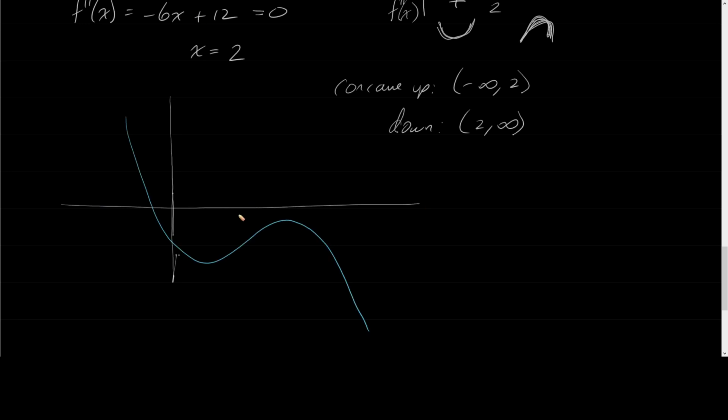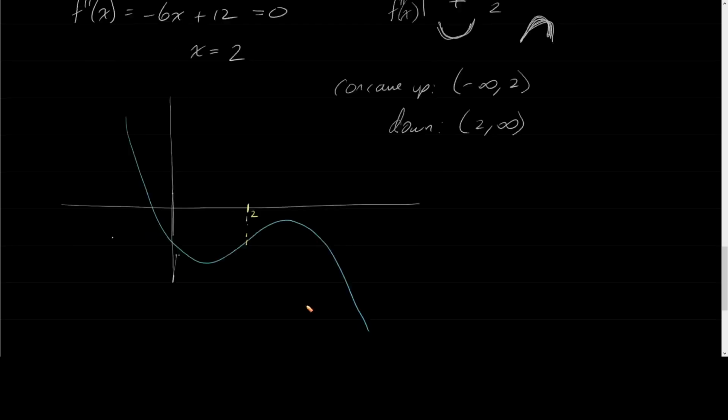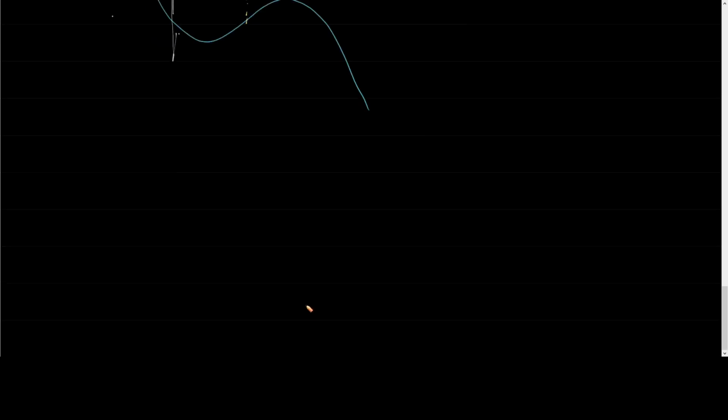All right, where this point right here is at 2. So from the left of it, we were concave upwards, right? That's what we have over here. And to the right of it, we were concave downwards. Next example, B.